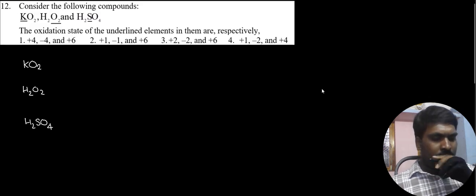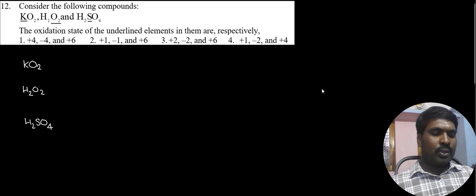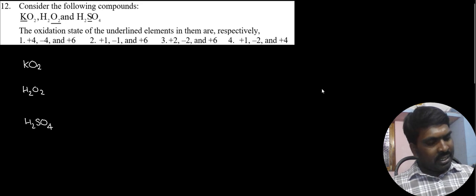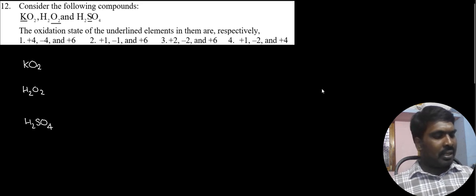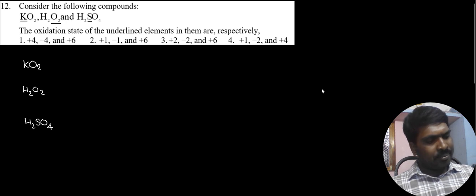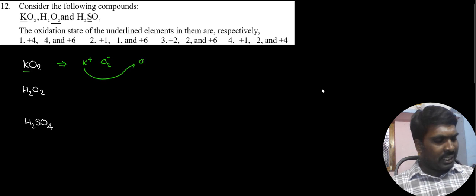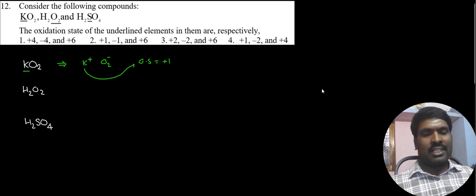Consider the following compounds: KO2 means potassium superoxide, H2O2 hydrogen peroxide, and sulfuric acid. So for the underlined atoms, their oxidation states we need to calculate. First one, potassium, how it is breaking: K plus O2 minus. So potassium oxidation state is +1. Alkali metals, their oxidation state is +1 always, because in their valence shell only one electron is there. They readily lose that one electron only, +1.